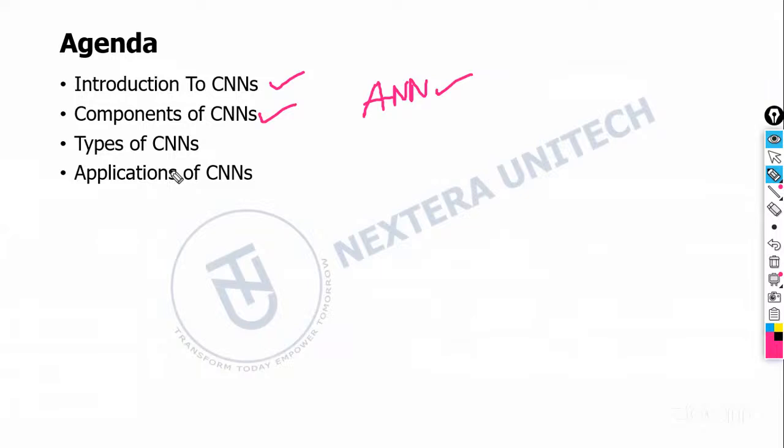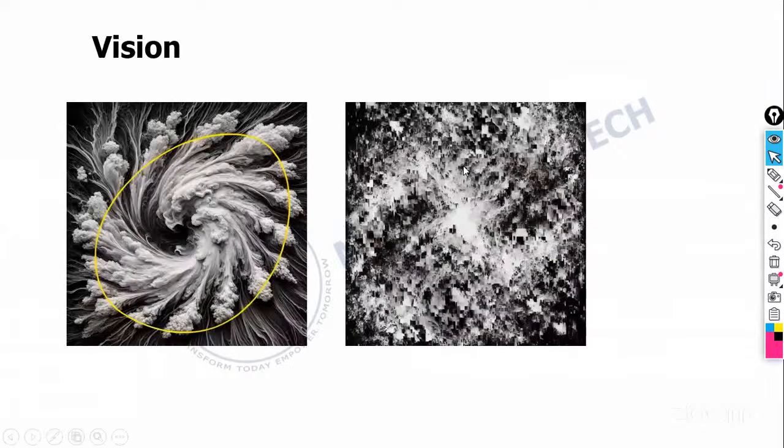So without further delay, let us go and understand the foundations of CNN. Have you heard about computer vision? Yes, we have many tasks like object detection, classification, image recognition, face recognition. All of these are part of computer vision, right?